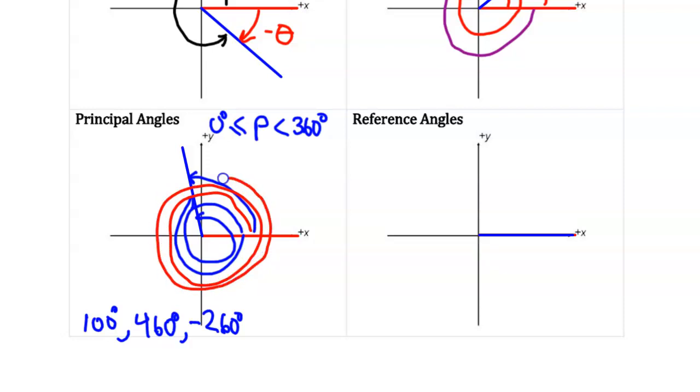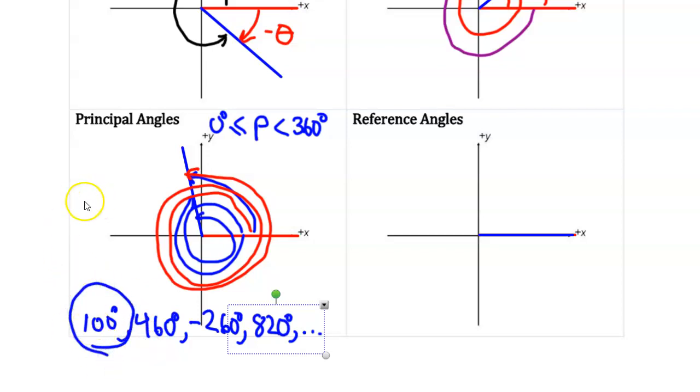And then again, well, this is getting really messy. Okay, so how many times did I go around? Once, twice, so 2 times is 720, plus another 100 is 820 degrees. Okay, so just to show that there are many coterminal angles. Now, out of all 4 of these, the one that is the smallest positive angle out of all the coterminal angles is 100 degrees. So in this case, P is equal to 100 degrees.